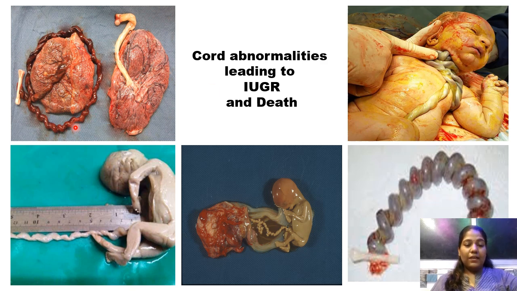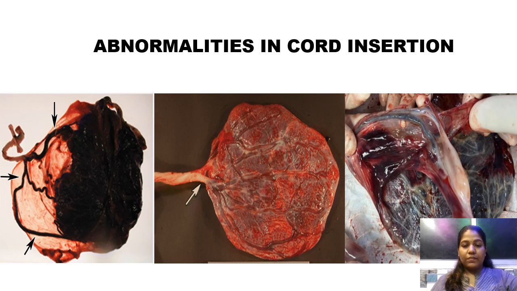Like this is the hyper twisted, hyperlooped umbilical cord strictures, and there can be some abnormalities in the cord insertion also. If the cord insertion is not central, it can be marginal. It can be eccentric, or filamentous insertion. The vessels can branch off even before the insertion itself.